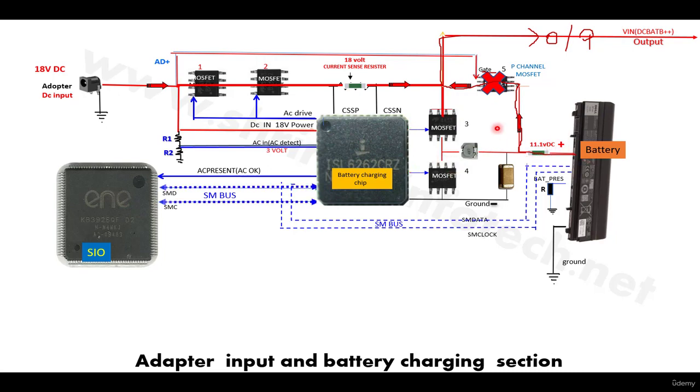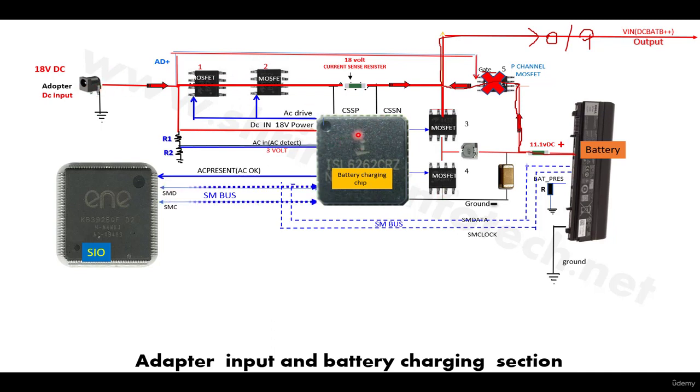So friends, I explained theoretically how this section works. Now we'll understand how to rectify the problem, or how to solve the problem if this section is faulty. Now if this section is faulty, a number of problems can appear in this laptop. First, if the laptop is not working on the adapter, if it is working on the battery but not working on the adapter, then the possibility is that these two MOSFETs may be faulty, or maybe this DC jack is faulty, or this chip may be faulty.